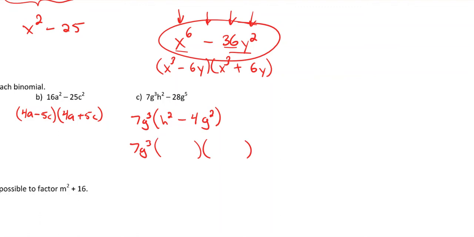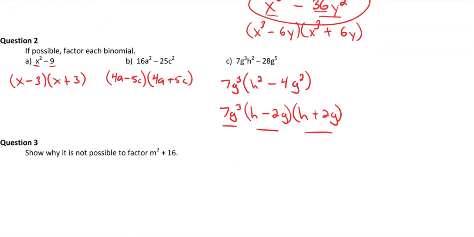Square root of h squared is just h, so they both get an h. Square root of 4 is 2, so they both get a 2. And then square root of g squared is g. One's a minus, one's a plus. So that's fully factored. How many factors are there? 3, right? 1, 2, 3 factors. There's like 3 things multiplied by each other.